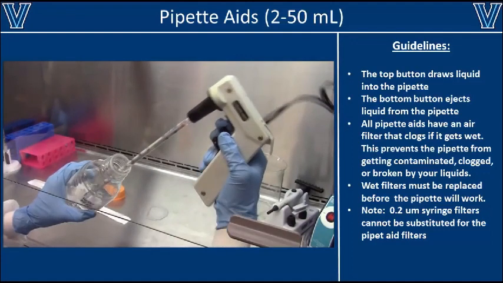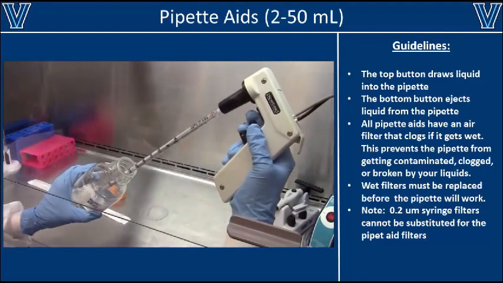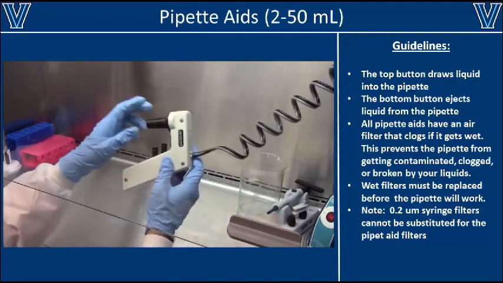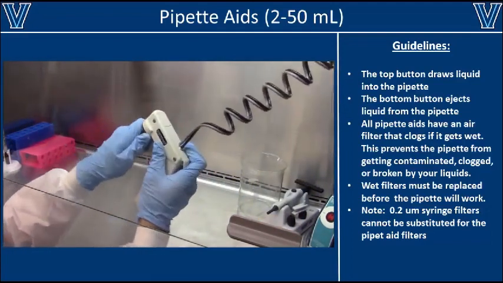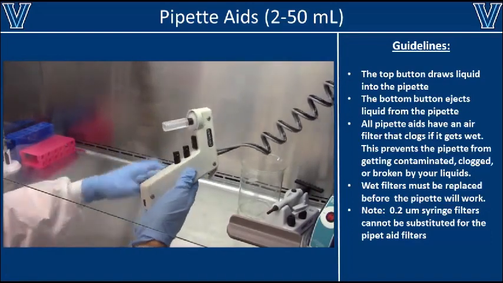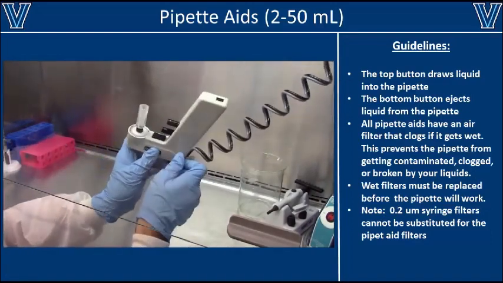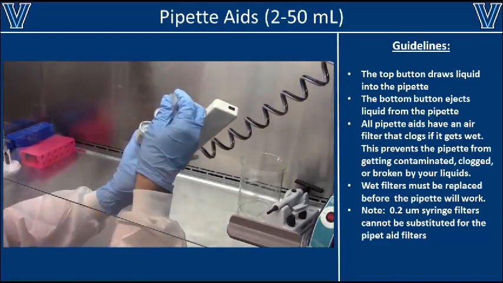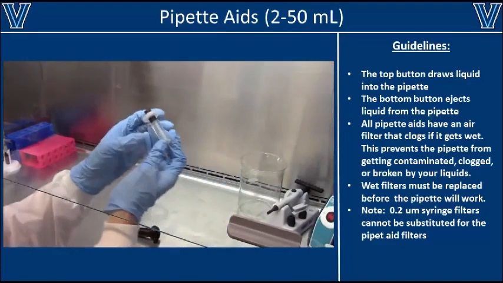If at any point you draw liquid too far up, the pipette will stop working. This is because all pipette aids use an air filter to protect themselves from liquid contamination. Therefore, to get the pipette aid working again, you have to disassemble the pipette head and remove the clogged filter, as shown here.